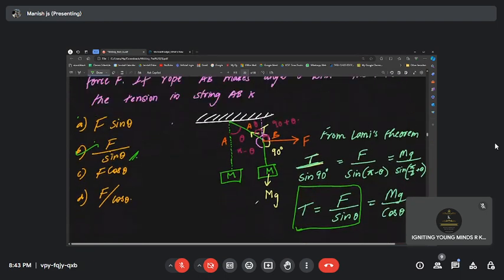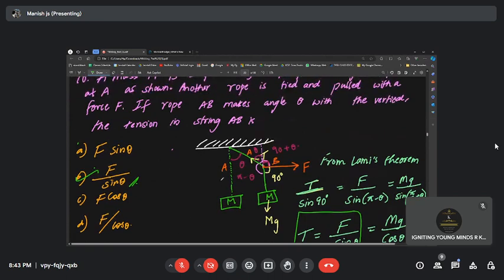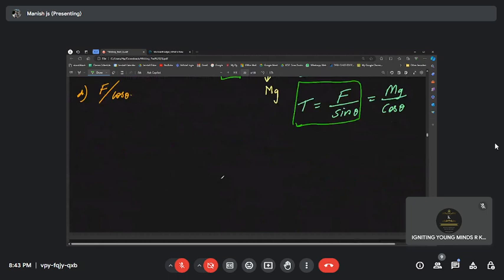So this is how you approach this particular question. Draw the diagram, get the relationships from the diagram itself, and then you simplify. So here we use Lami's rule. We got the answer very fast. So moving on. Next, question number 11.